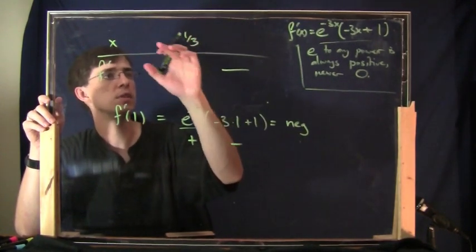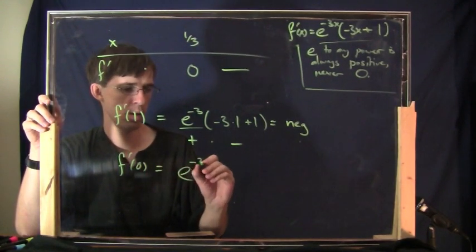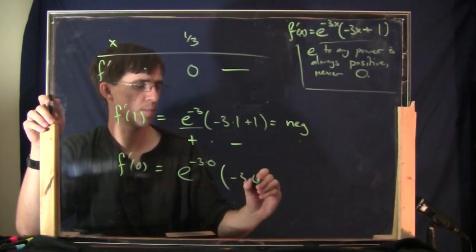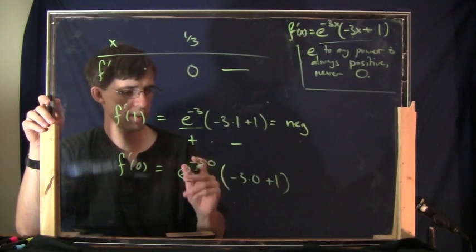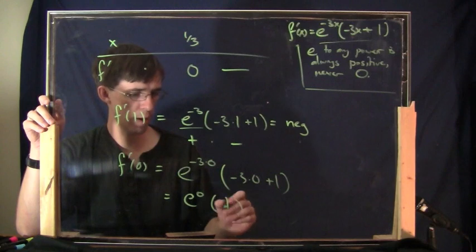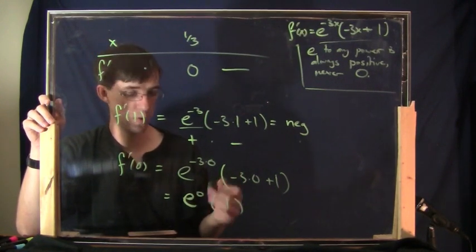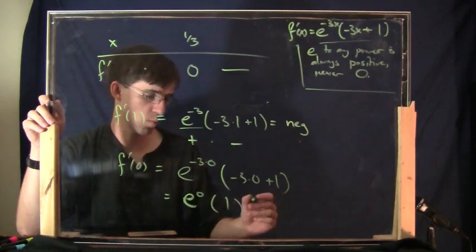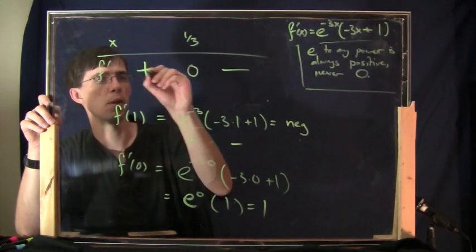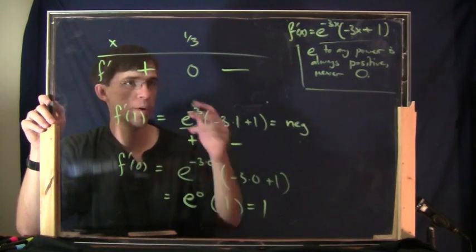All right. How about over here? What value do you want to use that's less than 1/3? Let's use 0. I always like to use 0 when I can. e to the -3 times 0, times -3 times 0 plus 1. What's that? This is e to the 0 times 1, right? And what is e to the 0? Anything to the 0 is 1. So e to the 0 is 1, times 1 again is 1. It is positive. So I'll put a little plus sign right there. All right? 1 is positive.